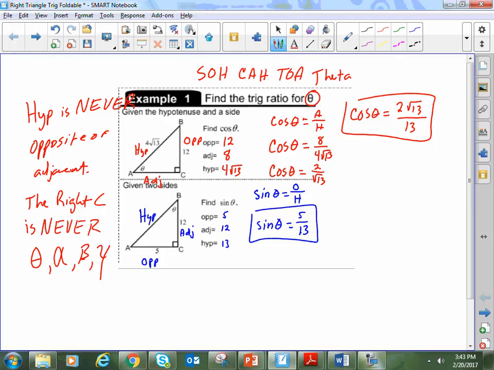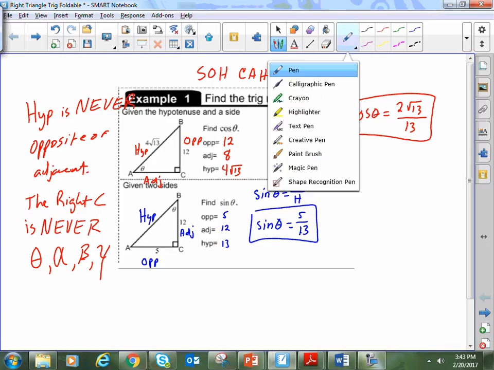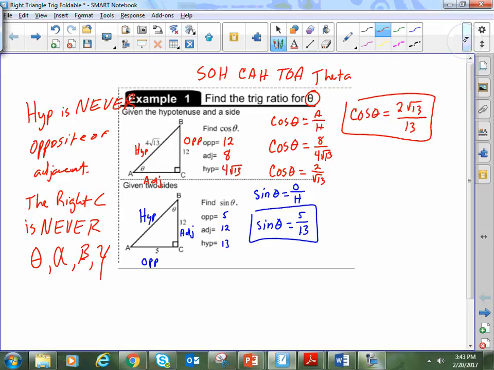Now we would use those ratios to find the measurements of the angles. So let me take this one step further, and let's go back to the first one. For the cosine, if I wanted to know the measurement of the angle, I would say it's the inverse cosine of 2 radical 13 over 13. Type that into your calculator, and you would be able to say that the angle is approximately equal to 56.3 degrees. And when you're typing these into your calculator, the mode of your calculator does need to be in degrees.